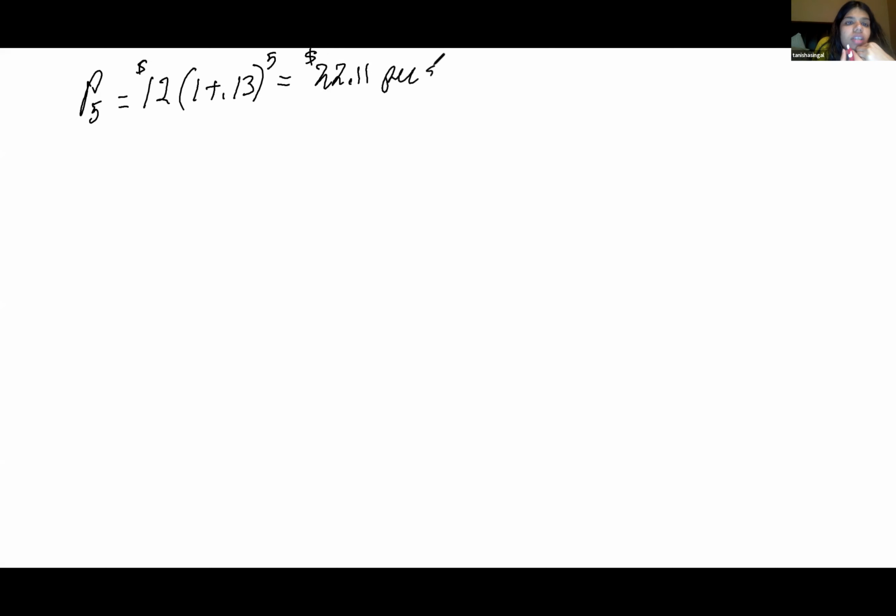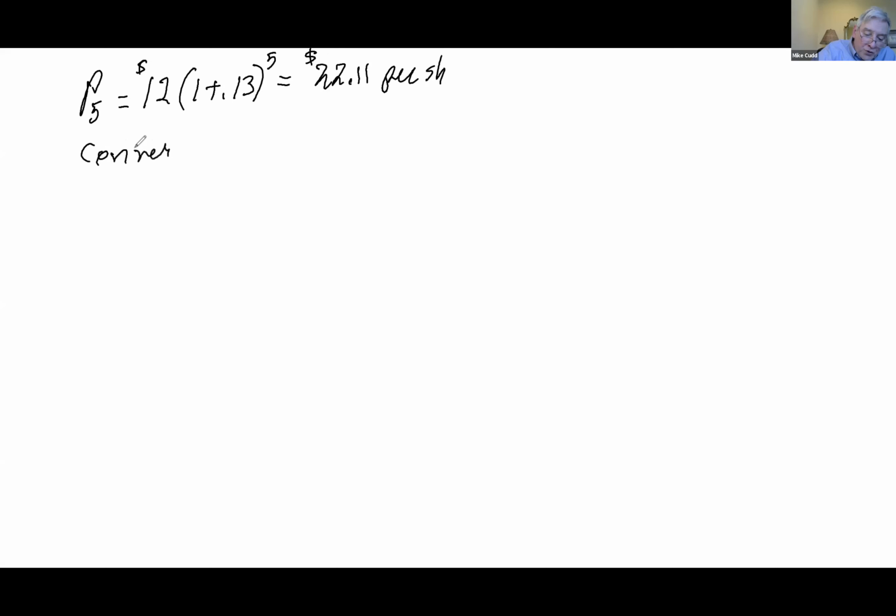So the value of the stock in 5 years would be that $12 it's trading for now, growing at 13% for 5 years. We think that stock would be worth, sorry guys, again the pauses, 22.11 a share. And how many shares does each convertible bond convert into? 50.